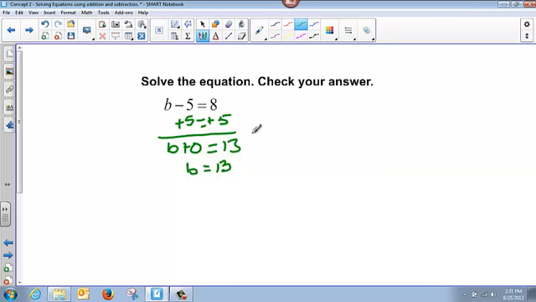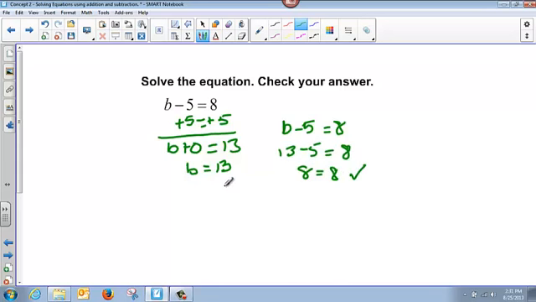So b equals 13 here. Now we want to check the answer. So we're going to say b minus 5 equals 8. And 13 minus 5 equals 8. So we have the right answer. We have the right solution. B equals 13.